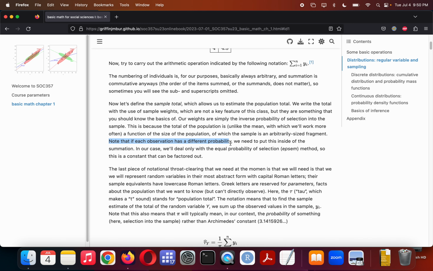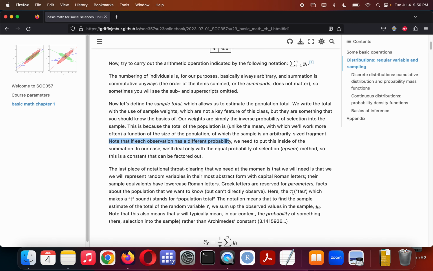And I want to mention this last bit of kind of notational throat clearing. I've already mentioned this once before, but just to reiterate. So in general, when you see letters used in math, in statistics specifically, Greek letters mean things like parameters. These are facts about the population that we want to know but can't directly observe, such as the population mean or the population standard deviation. Here, this thing that looks a little bit like pi, which is probably more familiar to you, but it's not. This is tau. It makes a T sound, and this stands in for the population total.